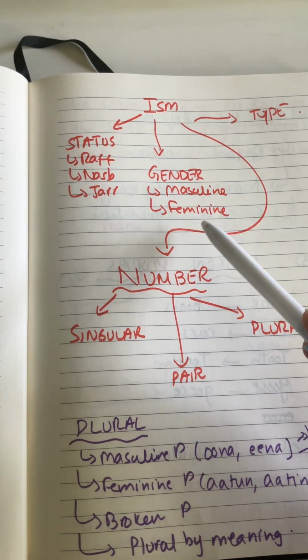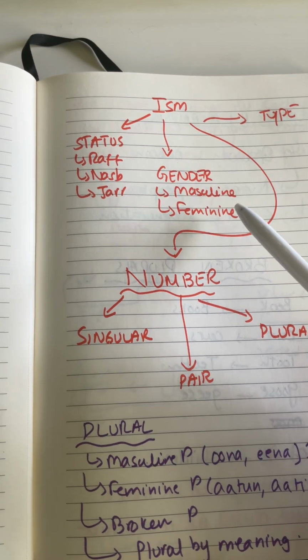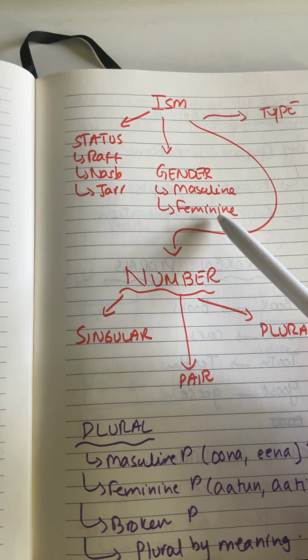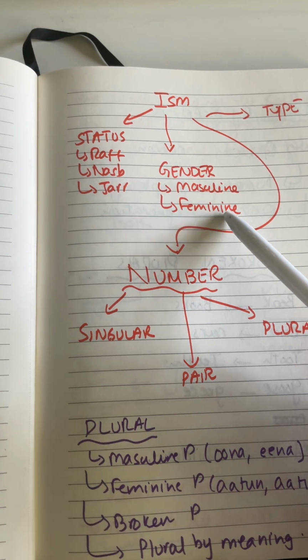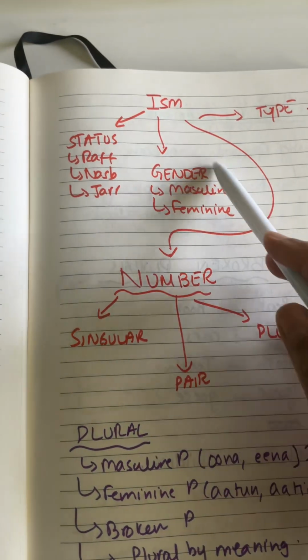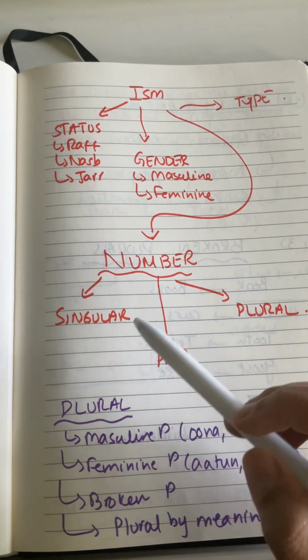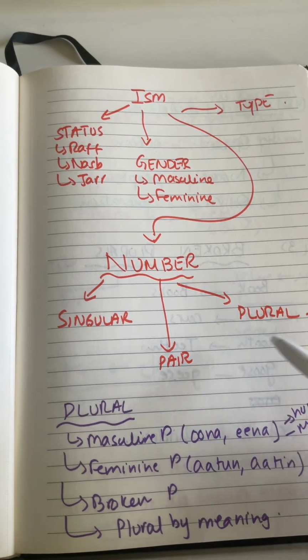And then we did gender, and in gender we said that there's masculine and feminine, and all the isms are given genders. And then there were six different reasons why an ism can be feminine, and we discussed all that. So now today we are going to start with number. And in number, in Arabic, we know that there is a singular, and then there's a pair and a plural.